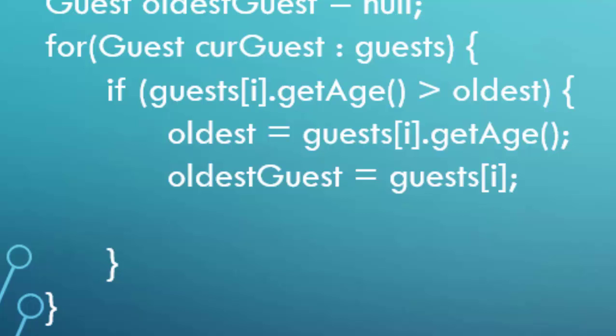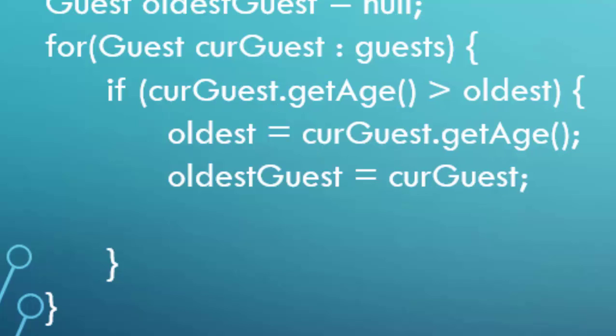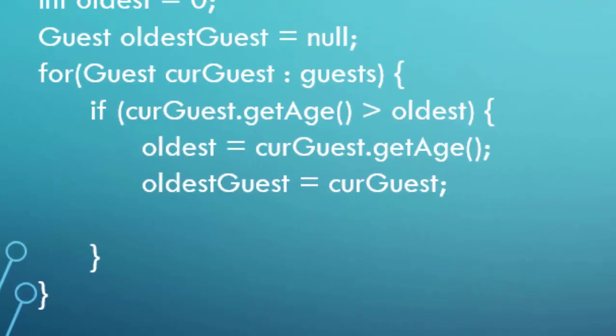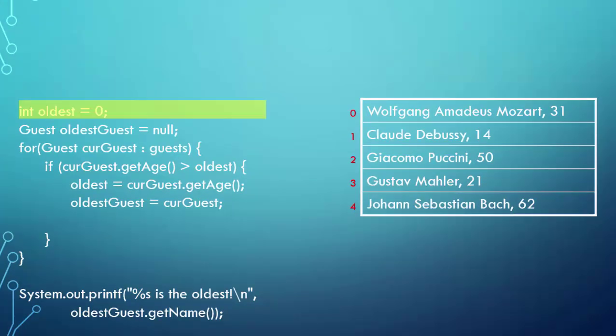And then inside the for loop, instead of saying guests at spot I, we just say current guest. So current guest.getAge, oldest guest equals current guest, and so on. So this is just a little bit shorter to write out. We don't end up having to write guests at spot I every single time. And it just really clearly says we're going to walk through this array. Let's see this in action because it's a little confusing.